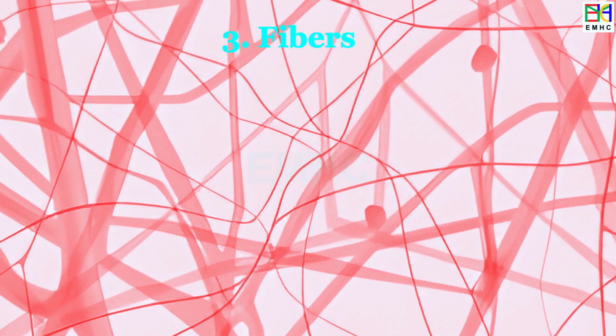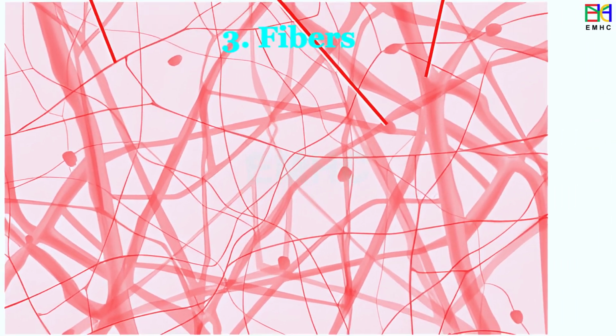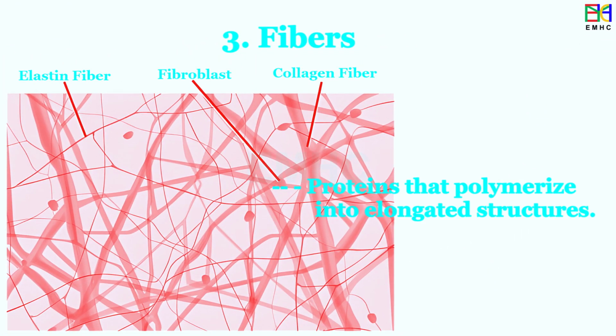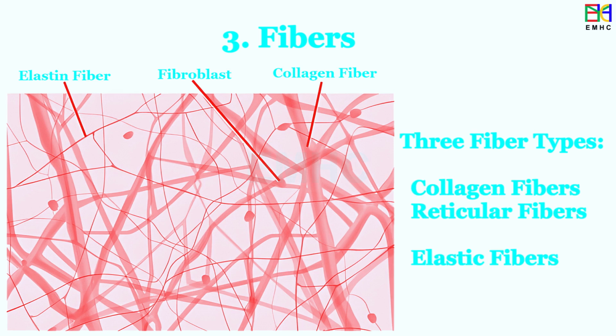Fibers are another main component of connective tissue found in the extracellular matrix. Fibers are mainly formed by proteins that polymerize into elongated structures. Three basic fiber types are present in all connective tissues, which include collagen fibers and reticular fibers formed by protein collagen, and elastic fibers formed by protein elastin.